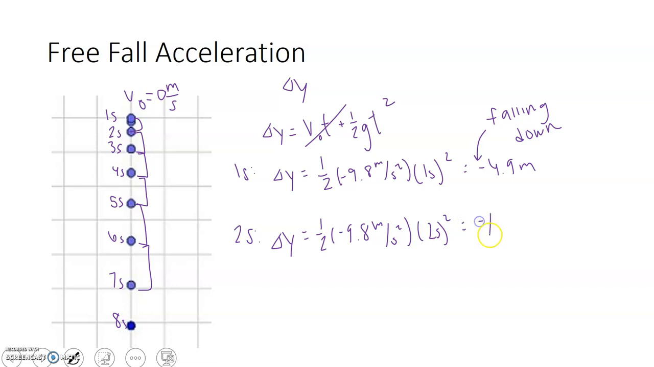And this comes out to be negative 19.6 meters. So all objects dropped from rest and free fall will have fallen downward 19.6 meters after 2 seconds.